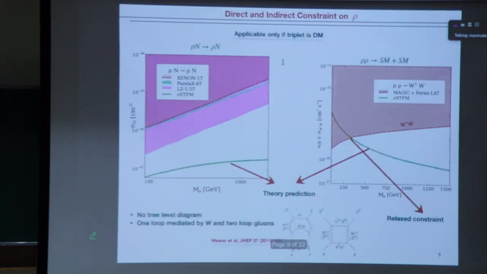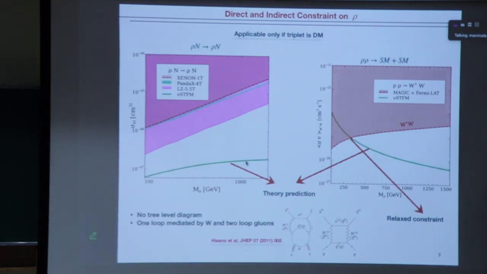The second one is applicable if rho is the dark matter. Then direct and indirect constraints one has to take into account. The direct constraint is rho n to rho n, but in this model you don't get a tree level contribution. You can have a loop level contribution, for example this W mediated loop diagram, and a two loop gluon contribution. This is the prediction if you consider these contributions together, and these are the experimental constraints. All of this part is actually ruled out, but this is our theoretical prediction.